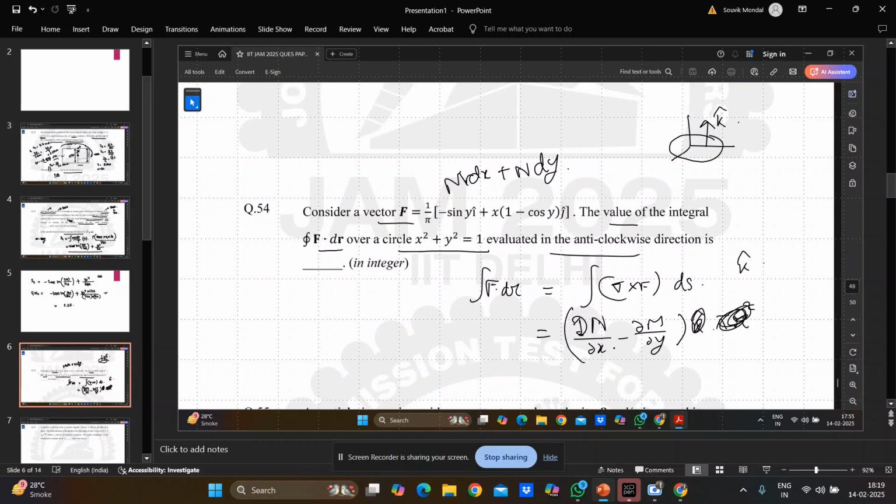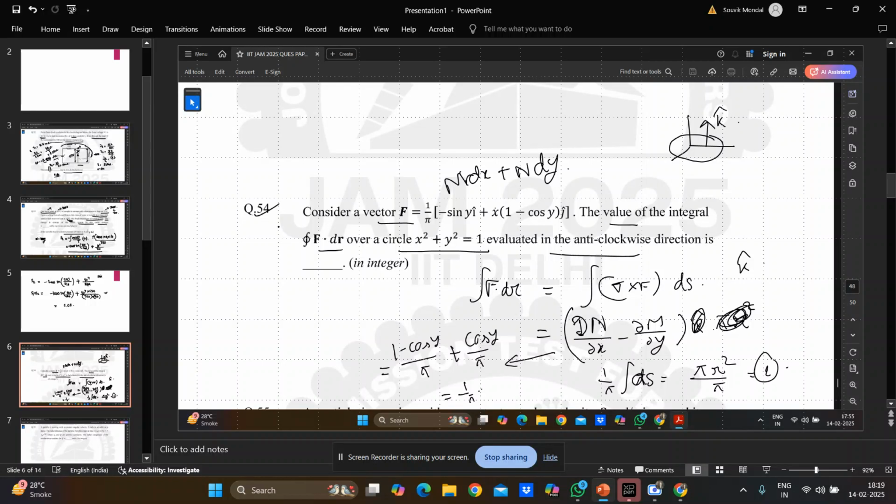What is del N by del x minus del M by del y? Del N by del x: there is only one x here and the rest is all y, so 1 minus cos y by pi. And this is minus sin y, so minus minus becomes plus, and the derivative of sin y is cos y, so cos y by pi. It will simply become 1 by pi. So it is independent of r or x or y, so it will simply come out of the integral, and you have simply the dS, and dS is pi r square. Pi r square by pi is simply r square, and what is r? r is 1, so your answer will be 1.